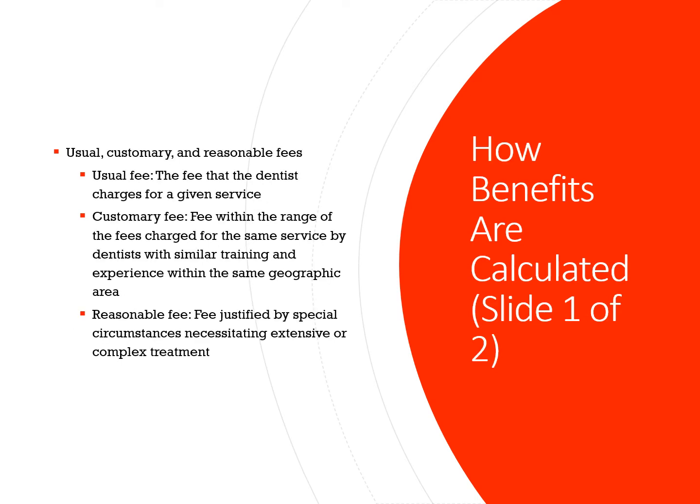There are three terms that you need to know when talking about insurance: usual, customary, and reasonable fees. These are the three most commonly used methods of calculating fee-for-service benefits. What is a usual fee? This is the fee that the dentist charges for any given service, like a filling or a crown or an extraction. A customary fee is a fee within the range of fees charged for the same service by dentists with similar training and experience that live in the same geographic area.